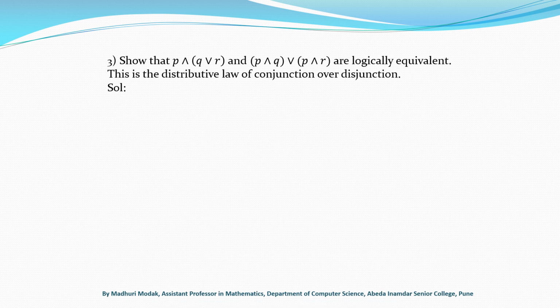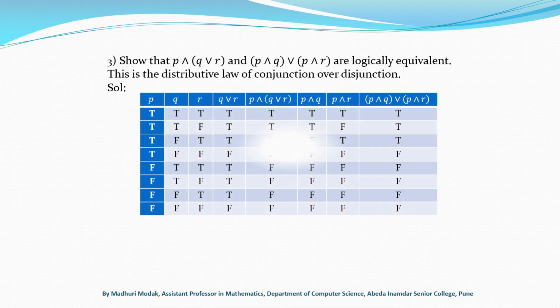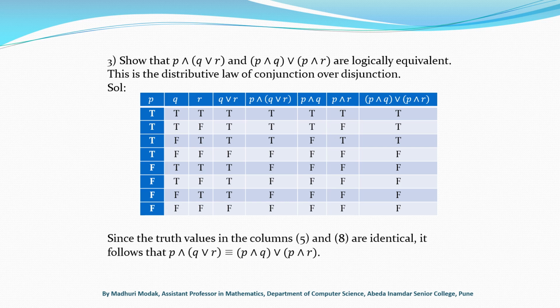Now, similarly, we can show that P and (Q or R) and (P and Q) or (P and R) are logically equivalent. This is called as the distributive law of conjunction over disjunction. Now, similar to previous example, by preparing the truth table, we can say that these two statements are logically equivalent.